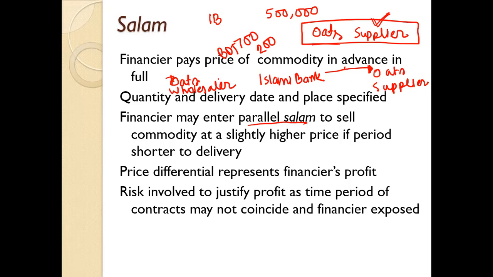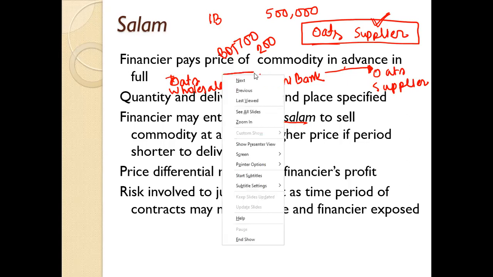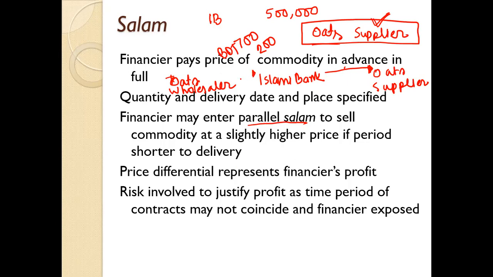And what will the oats wholesaler do? The oats wholesaler will also make payment to the Islamic bank after making the agreement. And the oats supplier, after the production, will transfer the goods to the Islamic bank, and the Islamic bank will transfer the goods to the oats wholesaler. So the Islamic bank will charge profit from the difference between the price it paid to the oats supplier and what it receives from the oats wholesaler.